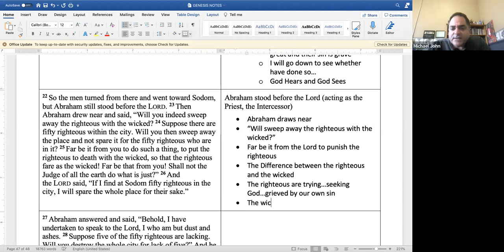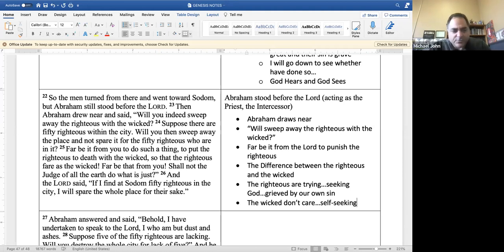The wicked, in a sense, don't care about these things. They're self-seeking. There is no remorse. There is no guilt. It's just do as we please. And so there's this disposition between the righteous and the wicked. We would say the righteous are those of goodwill versus those who are of ill will.